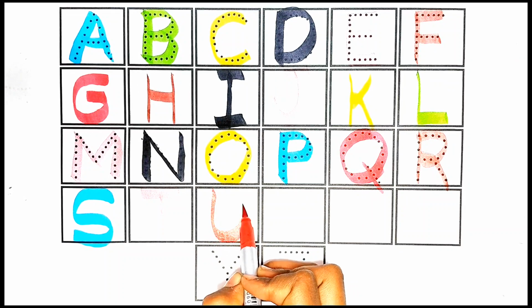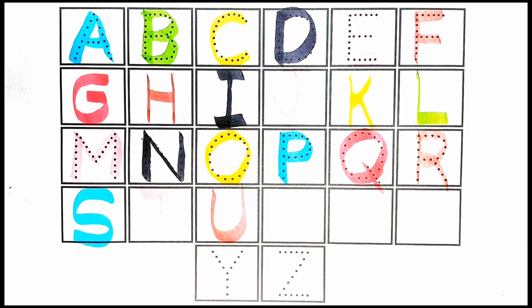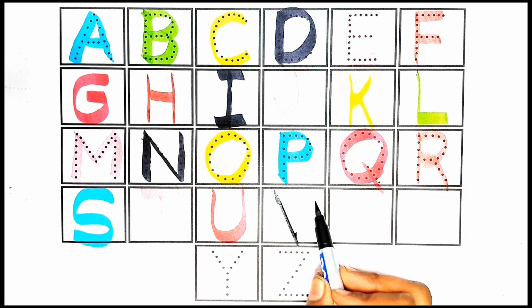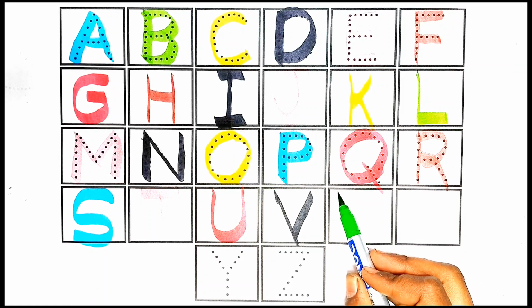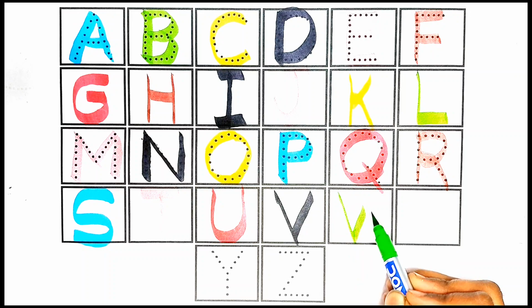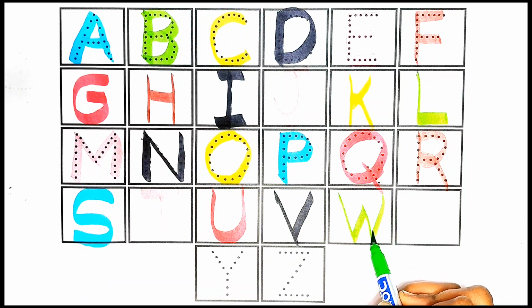U for umbrella, U for umbrella. V for van, V for van. W for watch, W for watch.